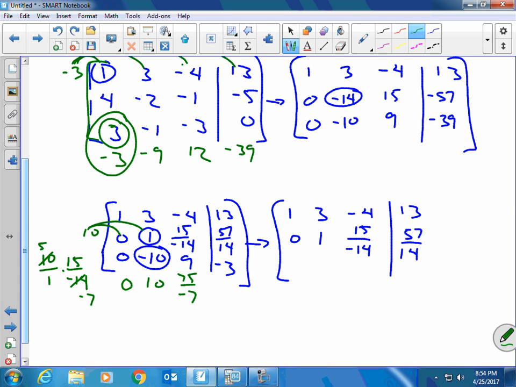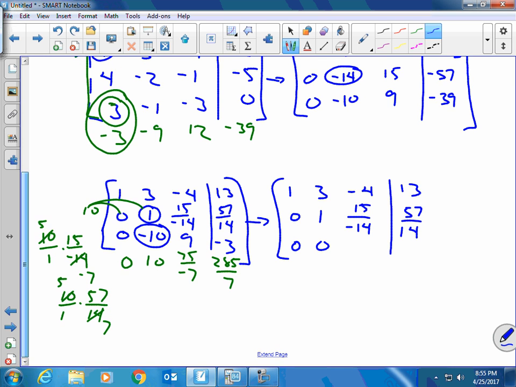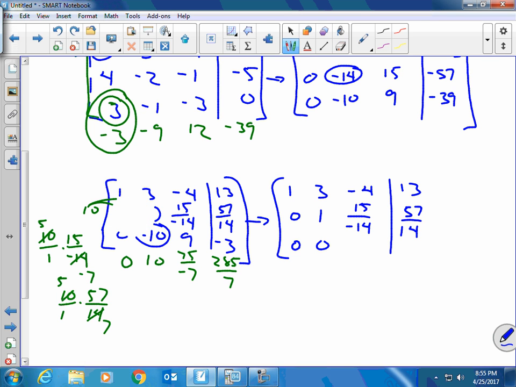Multiply 10 times this one here, and I get 10 over 1 times 57 over 14. Again, we get a 5 and a 7. 5 times 57, if my math is correct, is 285 over a positive 7. Whoa, these are some messy numbers. Sorry. Add them together, and I get 0. Add that together, and I get 0. We are testing your fraction abilities. I didn't want to do that.